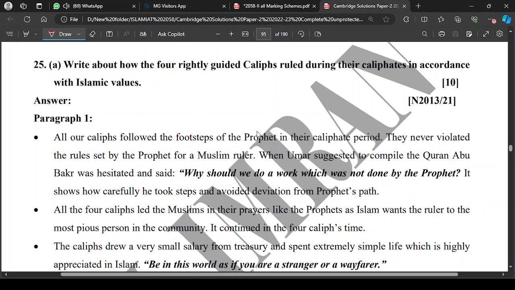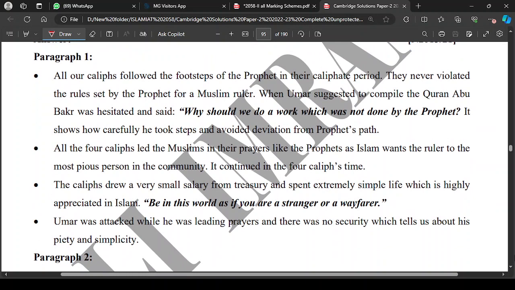In the same way, we have the answer over here also: write about how the four rightly guided caliphs ruled during their caliphate in accordance with the Islamic values. When such a question is asked, you need to refer to at least most of these caliphs. All four caliphs led the Muslims in their prayers also. Umar was attacked when he was leading the Fajr prayer. Ali was also attacked when he was going and leading the Fajr prayer in the month of Ramadan. Usman was attacked when he was reciting the Quran.